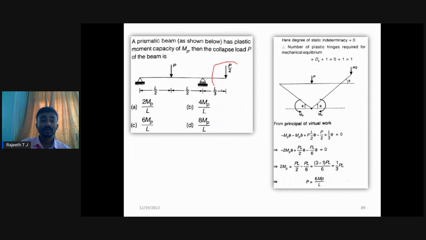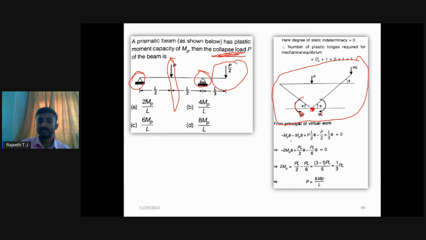Here, since it is an overhanging case, we won't get any plastic hinge here. Since it is simply supported, here also we won't get any plastic hinge. The final thing is we should calculate the collapse load. So this is your mechanism part. Only under the load we are going to get the hinge portion, the plastic hinge.